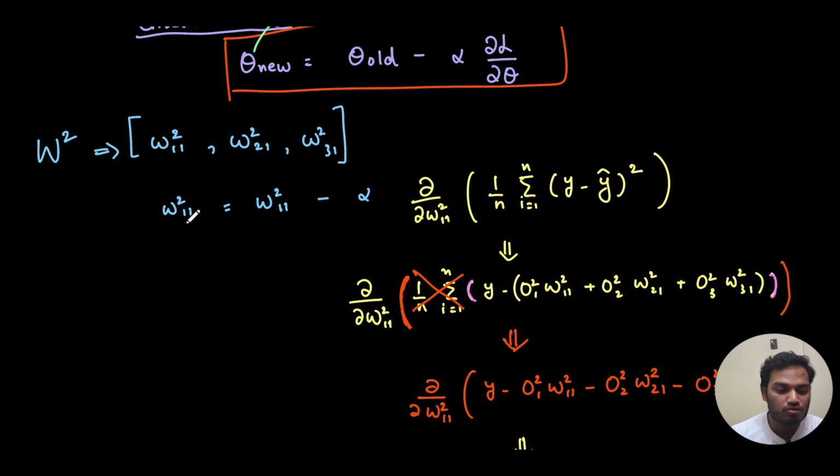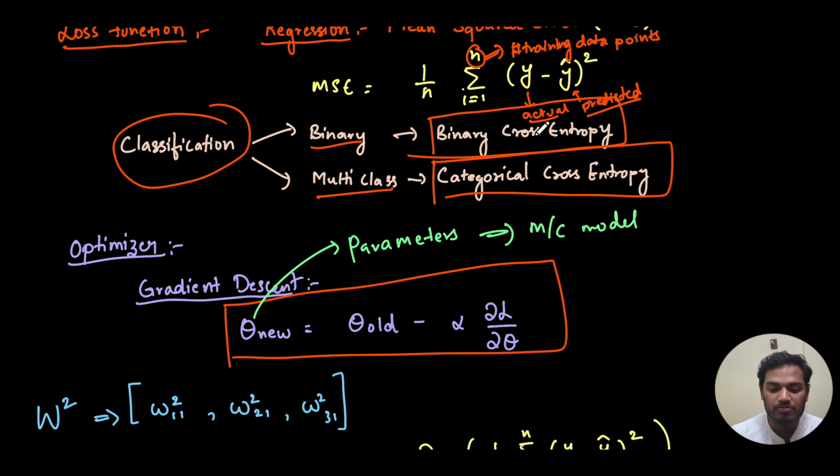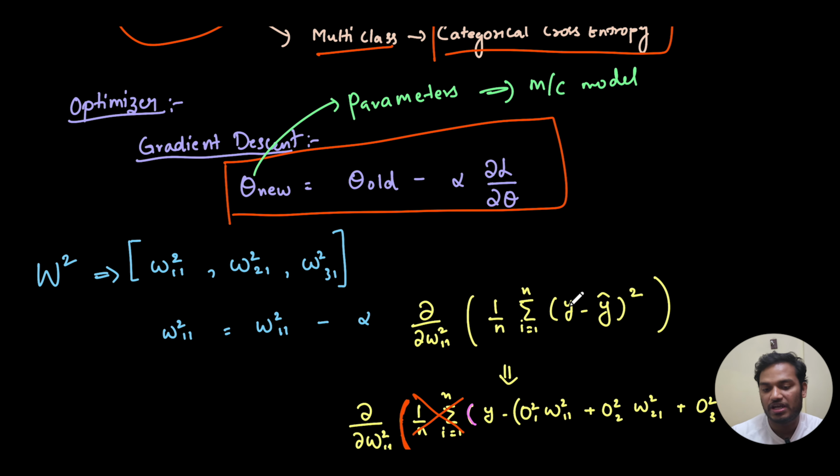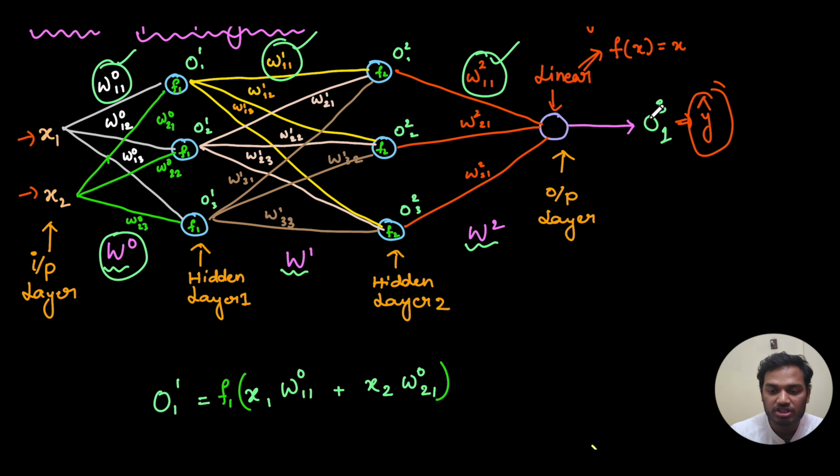Initially we are having W211 and we are trying to update that. So W211 equals W211 minus alpha, this is our alpha, times the partial derivative of loss with respect to theta. Here our theta is W211, and what is our loss function? Our loss function is this particular mean squared error. And in mean squared error, what we are having? We are having actual output minus predicted output, whole square. And what is our predicted output? Our predicted output is nothing but O31.